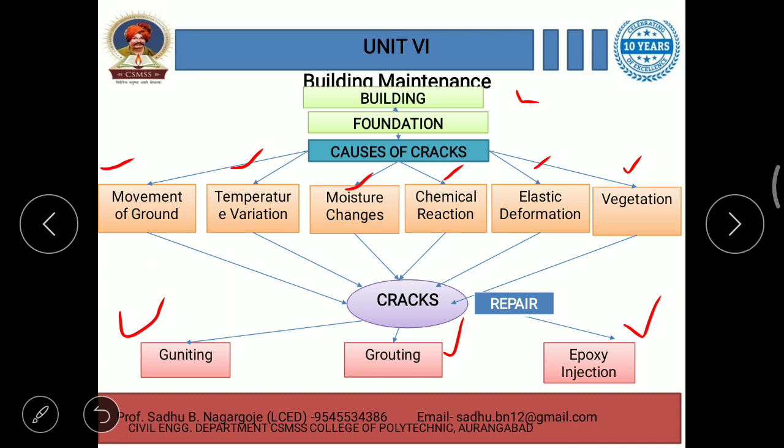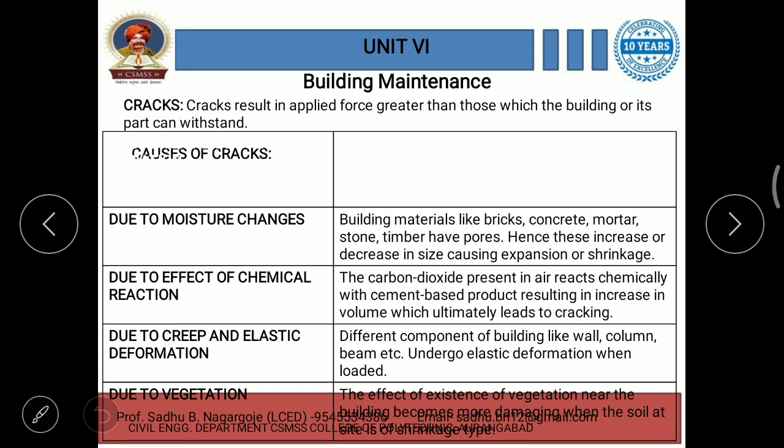Okay, let's discuss the causes of cracks. First, due to moisture changes, the building materials like bricks, concrete, mortar, stone, timber have pores. Obviously, these materials have pores in them, and hence the increase or decrease in size causes expansion or shrinkage. The increase or decrease in size of these materials causes expansion or shrinkage of that material, and ultimately of the member of the building.